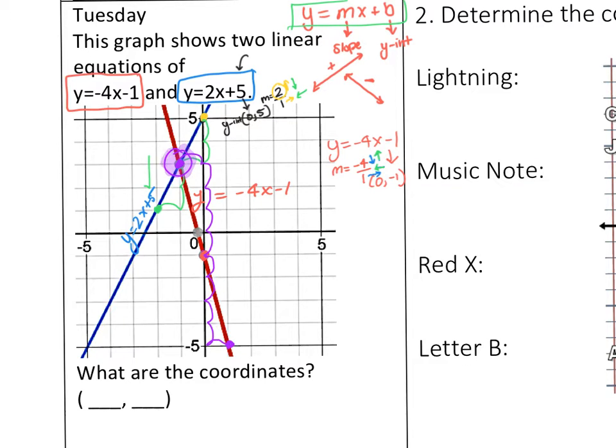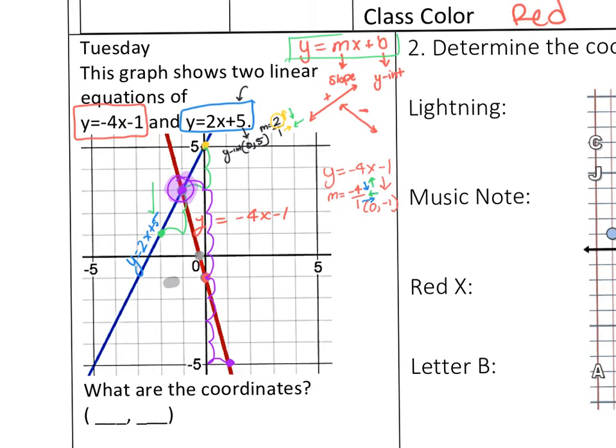The point that this one intersects at is this highlighted point right here that I just highlighted in purple. That point is at negative 1, comma 3. That point of intersection is negative 1, comma 3. So both of those lines meet at one point and only one point, negative 1, comma 3.